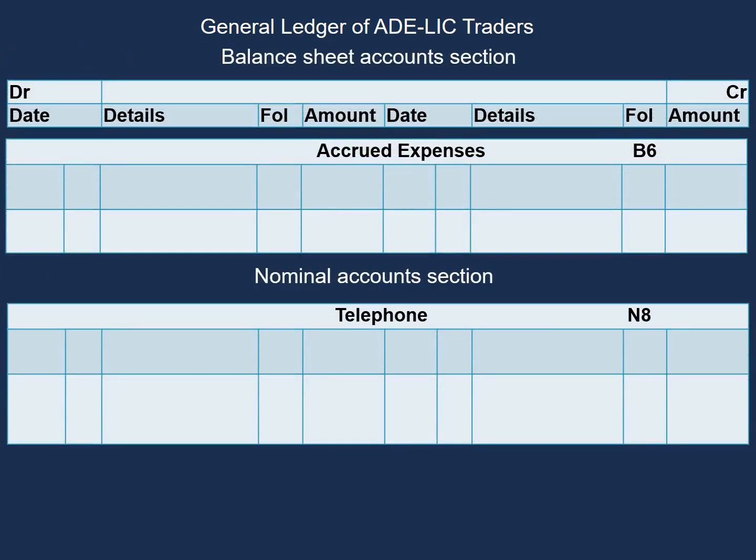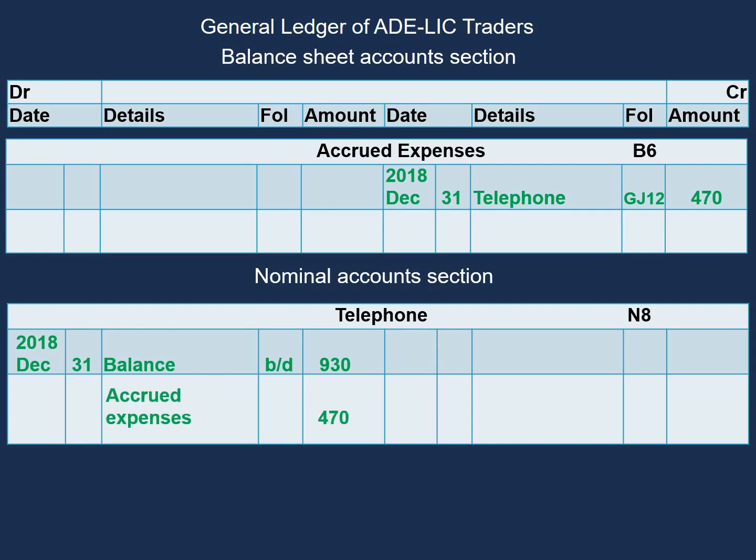In the nominal account section, our telephone has an opening balance of $930. And now to post our transaction, we will credit our accrued expenses with 470, and then we will debit our telephone account with the same amount. The description in the details column will be accrued expenses. Also note that the date is the end of the financial period, and the opening balance comes from our trial balance. And in this case, our telephone account has a debit balance. And this completes our double entry process.